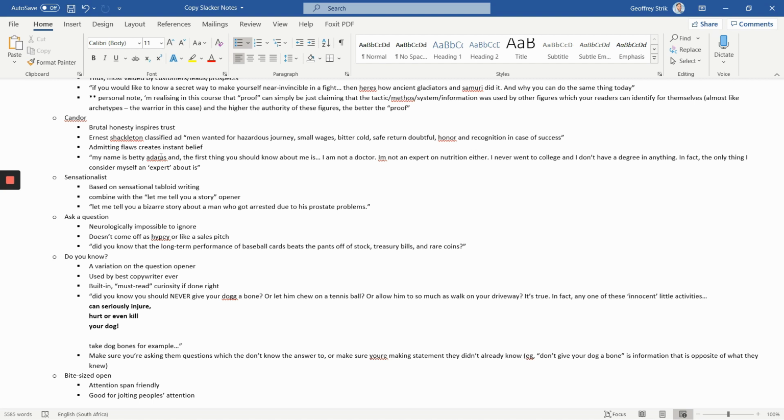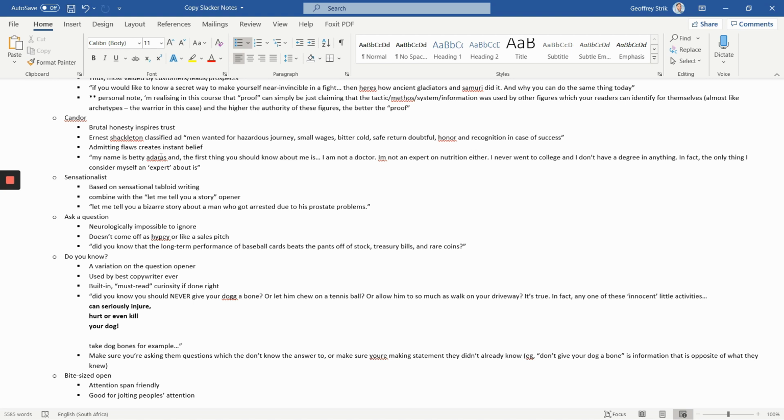Sensationalist. Based on sensational tabloid writing combined with the "let me tell you a story" opener. For example, let me tell you a bizarre story about a man who got arrested due to his prostate problems. Once again, sounds too good to be true. Why would somebody be arrested for prostate problems? But nonetheless has intrigue involved and works great as an initial paragraph opener.